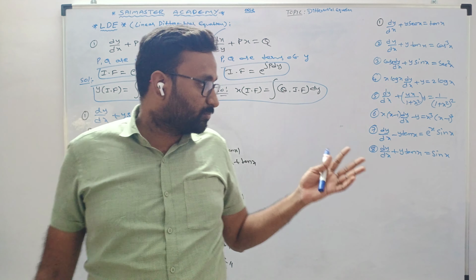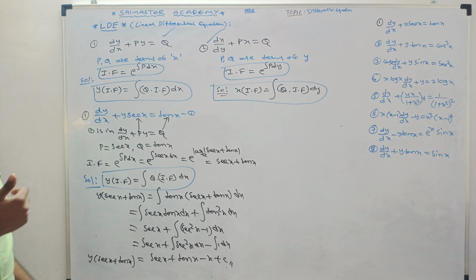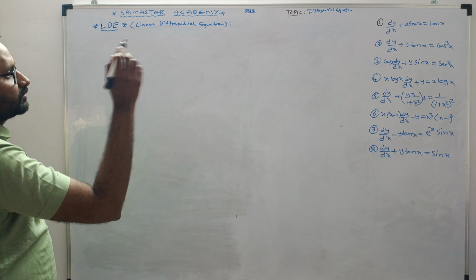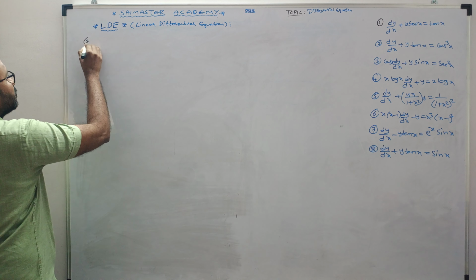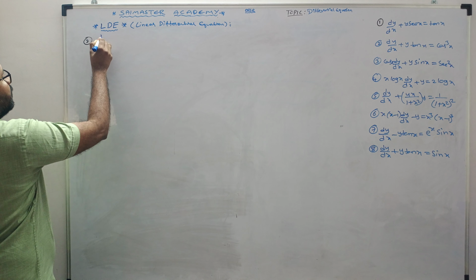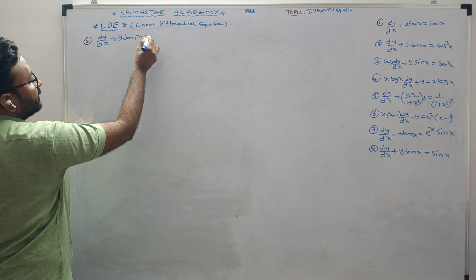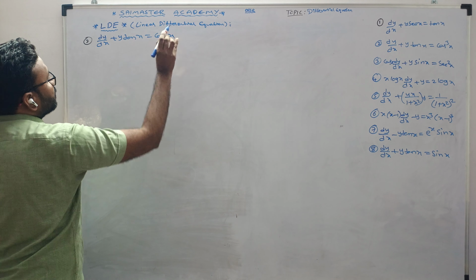Okay. So I will explain some more problems. First you have to copy this. See question number 2. What is question number 2? dy by dx plus y tan x is equal to cos cube x.